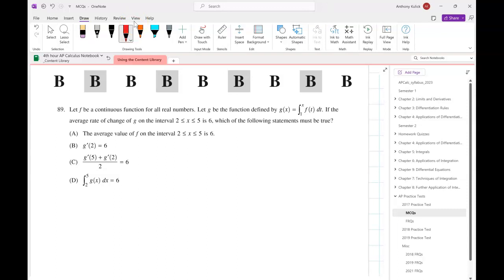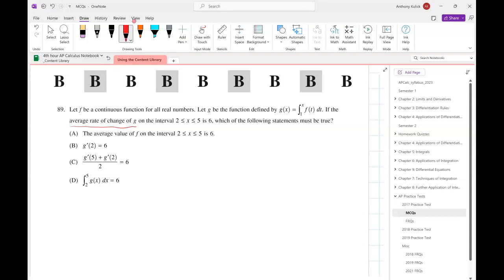And this one, again, this could be a part A question. There's nothing your calculator is going to give you that can help you on this. So it says, let f be a continuous function for all real numbers. Let g be the function defined by g of x equals the integral from 1 to x of yada, yada, yada. If the average rate of change of g on the interval from 2 to 5 is 6, which of the following statements must be true?